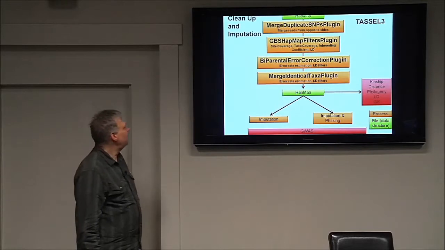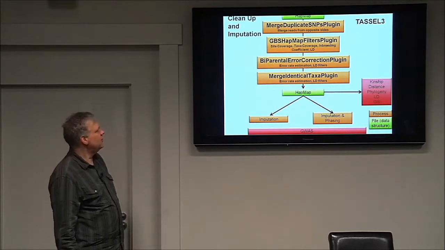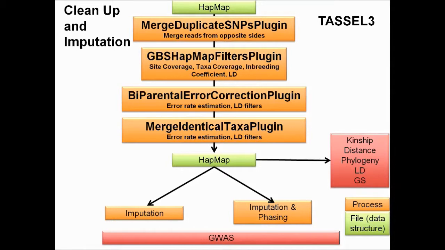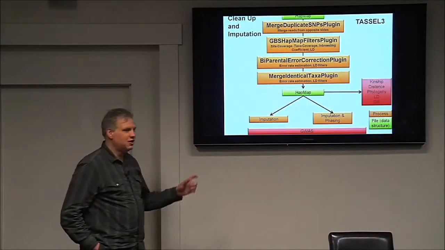The HapMap filters you can use are site coverage and taxa coverage, or the inbreeding coefficient, which are already cutoffs in the SNP calling, but you can do more here again. And this also can use LD. If you have a biparental population and you want to do an LD filter, that's really useful. Biparental error correction is a bit customized to our situation with NAM, with multiple biparentals. If you have multiple biparental real families especially, this plugin is really powerful to diagnose those error-prone SNPs and remove them.